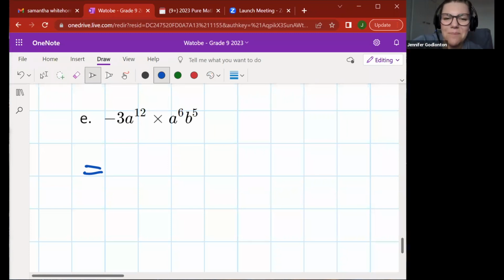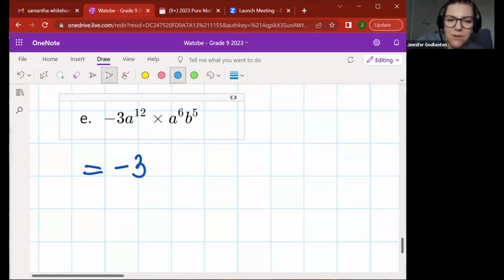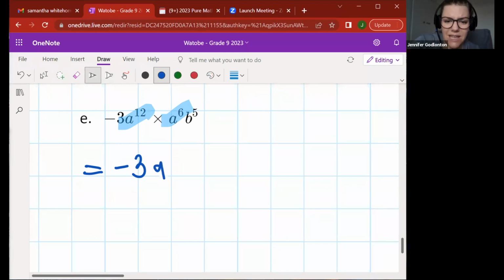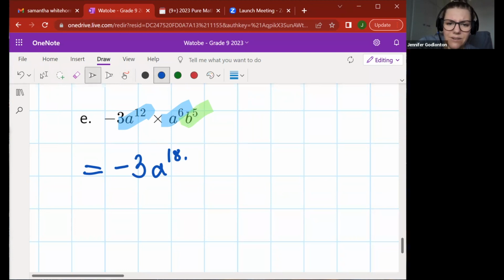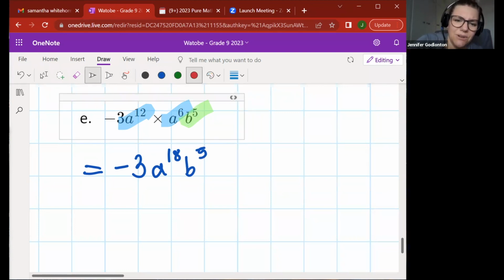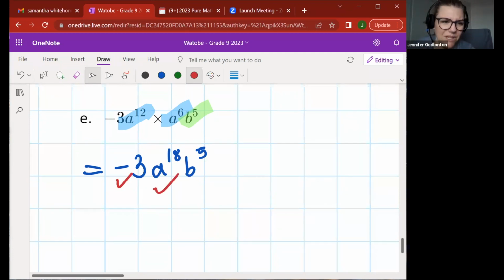Okay, so our signs and our numbers, we've got -3. Then we're going to look at our variables. We've got a to the 12 and a to the 6, so that's going to be a to the 18. Sorry, my students always get cross with me because my a's look like 9s. And then b, we have b to the power of 5. So you would get 1 mark for the -3 and 1 mark for that a to the 18, b to the 5. If you got that, a big well done.